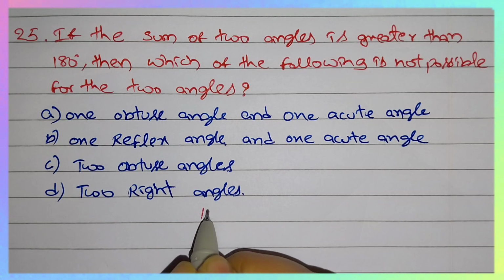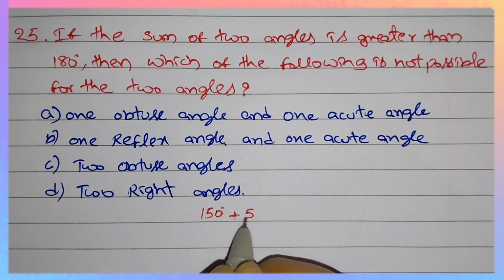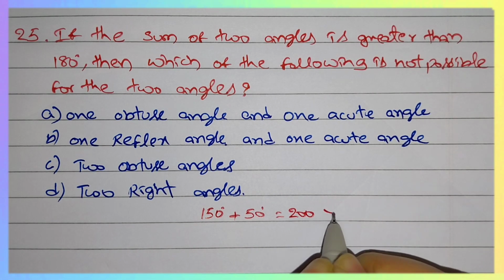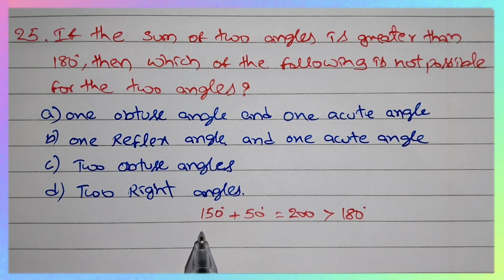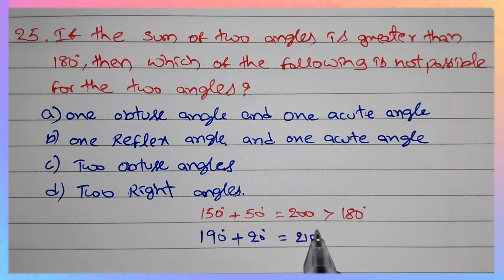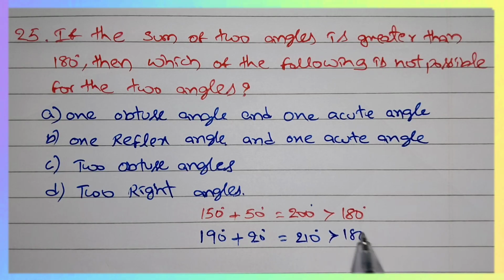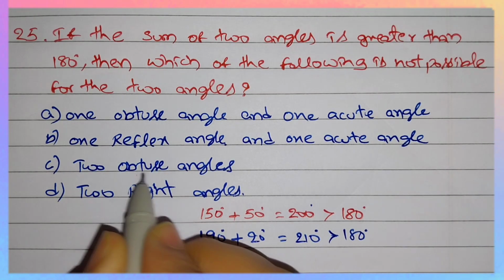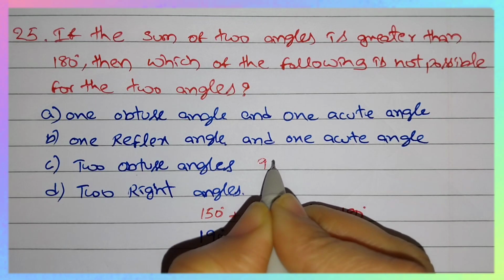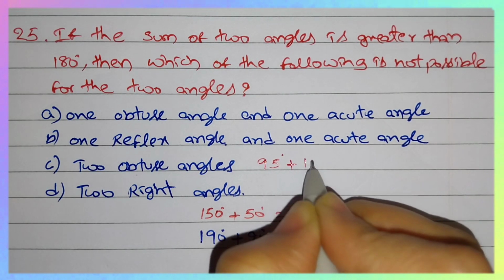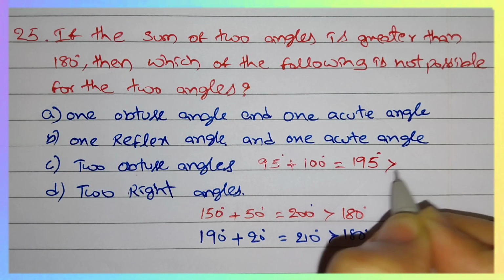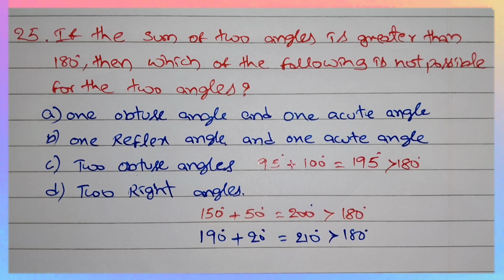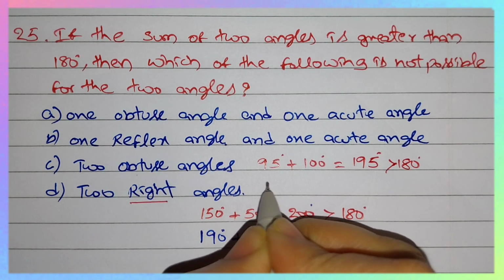In the option they gave, one obtuse angle and one acute angle. So here I am taking the obtuse angle as 150 degrees and the acute angle as 50 degrees. 150 degrees plus 50 degrees equals 200 degrees. This is greater than 180 degrees. Next, option B, one reflex angle and one acute angle. 190 degrees plus 20 degrees equals 210 degrees. This is also greater than 180 degrees. Option C, two obtuse angles, 95 degrees plus 100 degrees equals 195 degrees. This is also greater than 180 degrees.